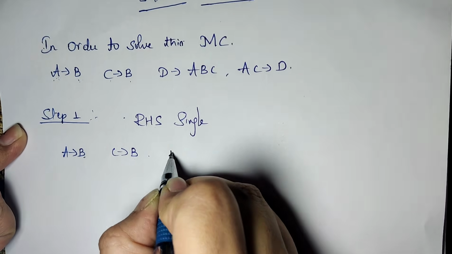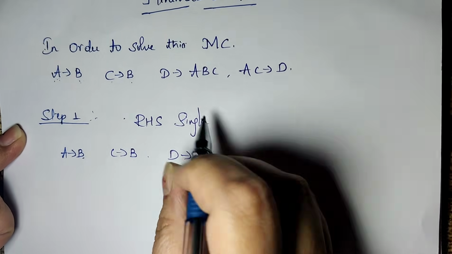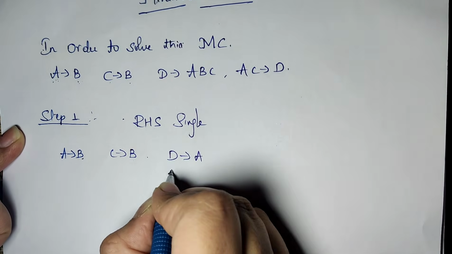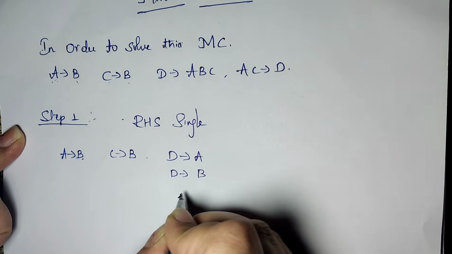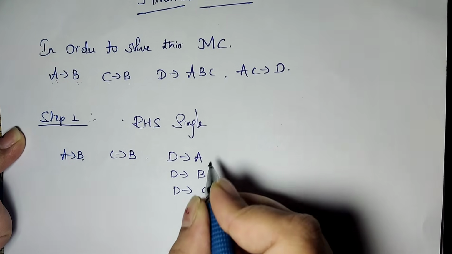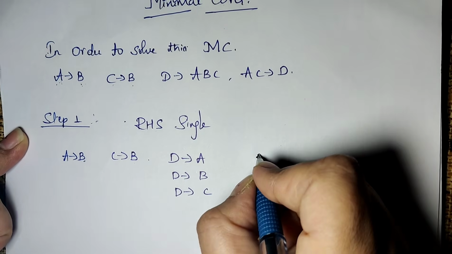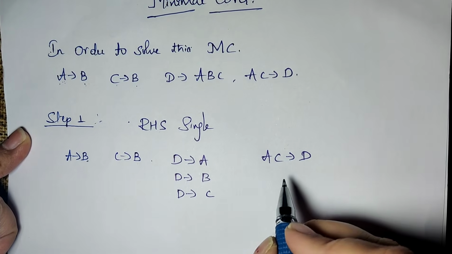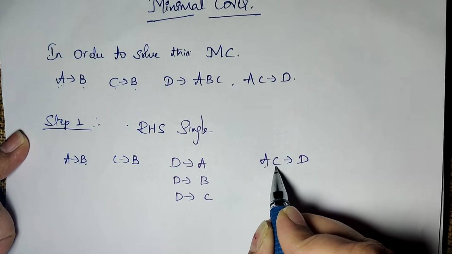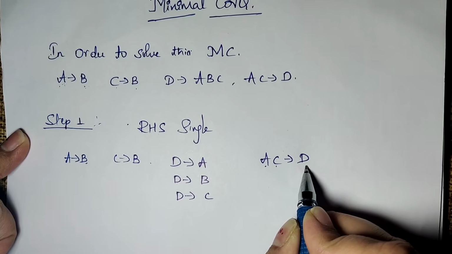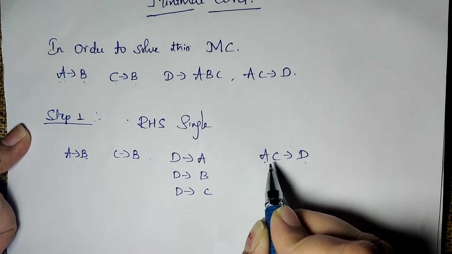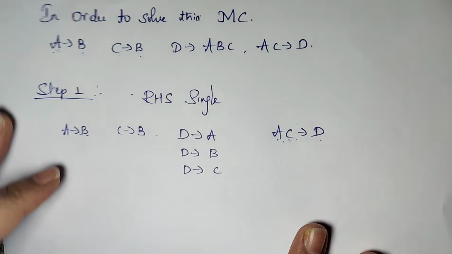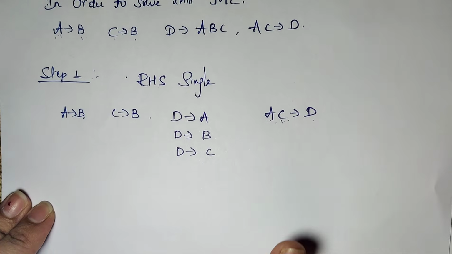Next, D tends to A, B, C, so D tends to A, D determines B, D determines C, so the right hand side is single. Next, AC determines D. Here A and C together determine D, so no need to decompose AC. Write that as it is. So this is your step 1, very simple.